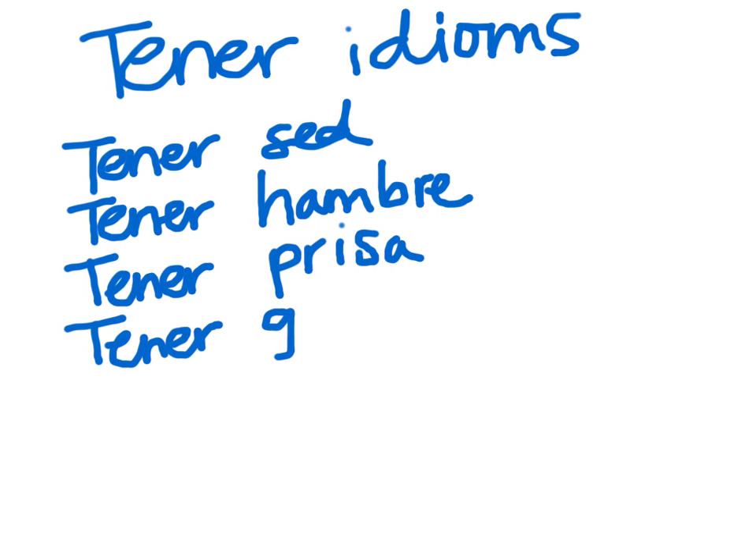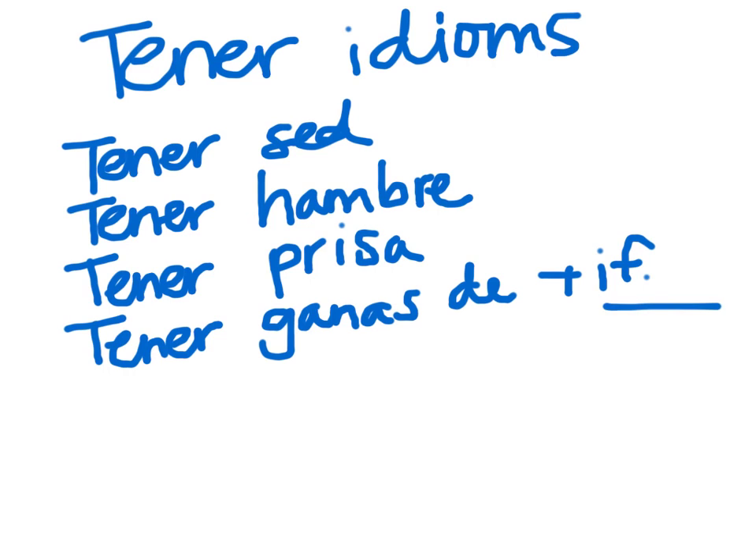Tener ganas de, plus an infinitive, means you feel like doing something. The reason we say plus an infinitive is because you need to say an infinitive there, like something that you feel like doing. Like yo tengo ganas de bailar, I feel like dancing. I would use an infinitive here to say what I plan on doing.